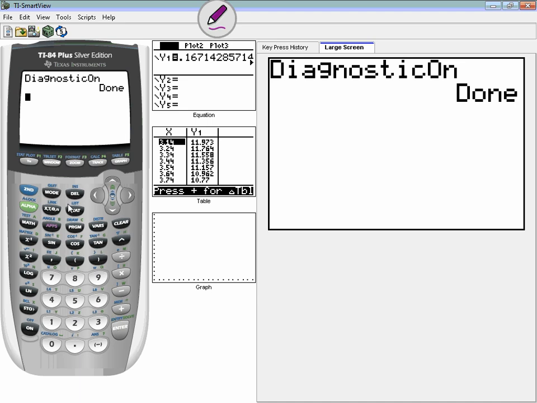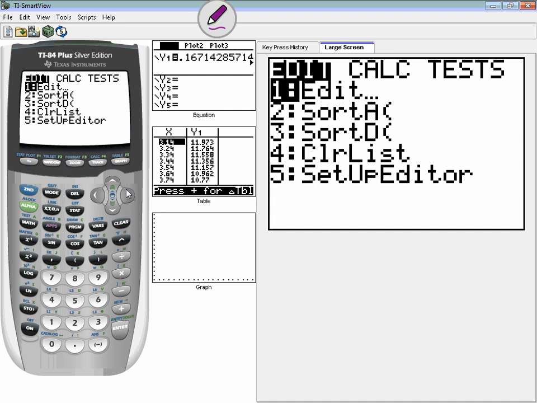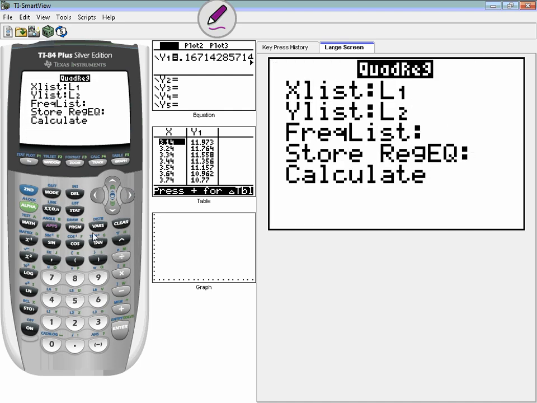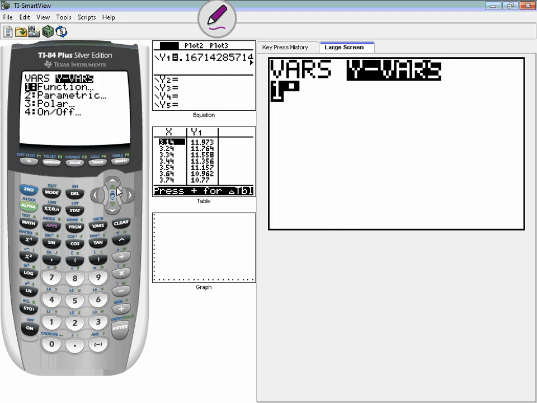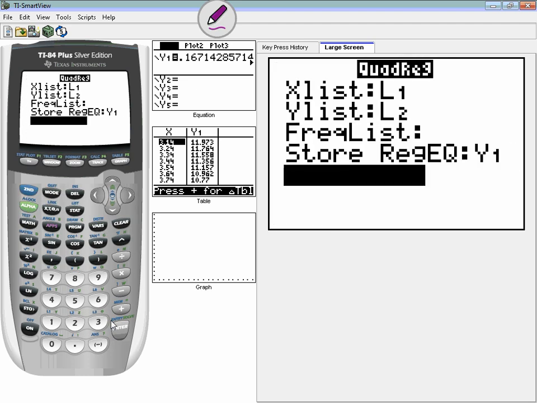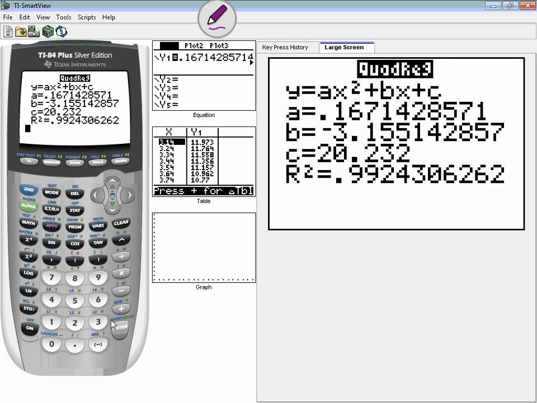Go to Stat. Arrow over to Calc, quadratic regression, list 1, list 2, we don't care, and where to store the regression equation. How do I do that? Vars, and good, enter, enter. Okay, good. All right, so now we have the r squared value of 0.99243.